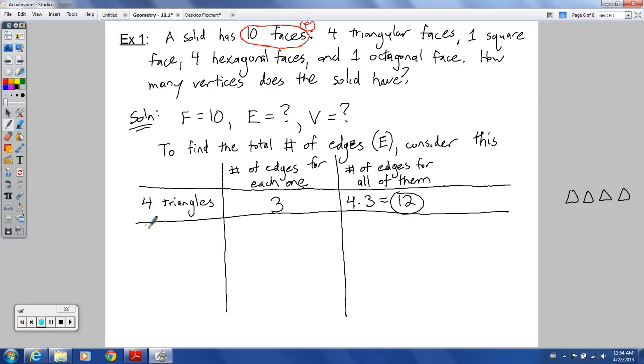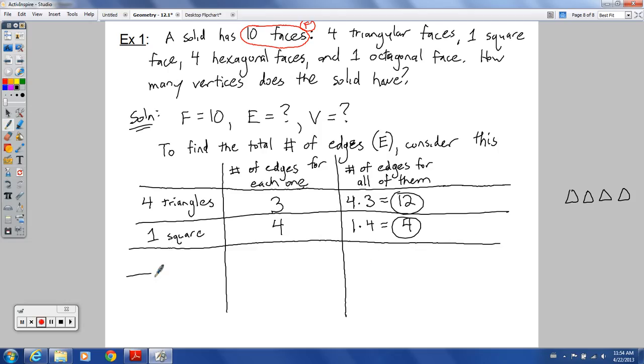And if we have the rest of them, we have 1 square. That would be 4 edges for each one. And there's only one of them, so we just have 1 times 4, which is 4. We also have hexagons and we have octagons.